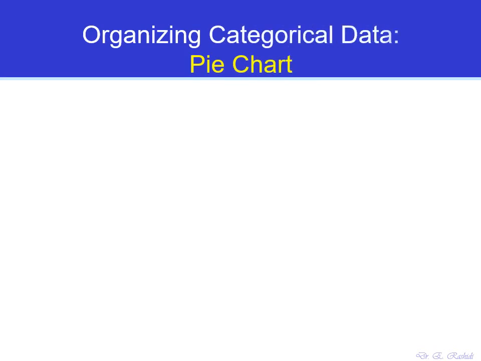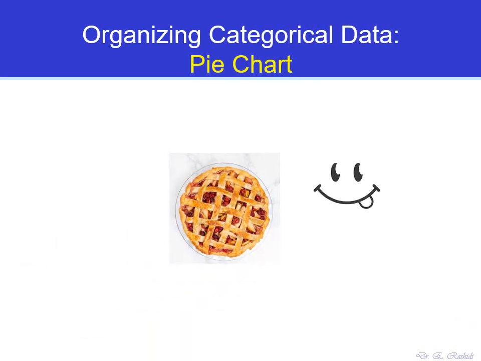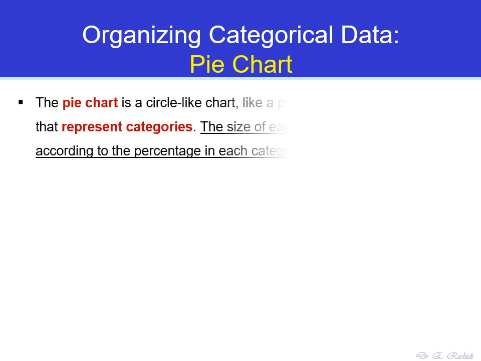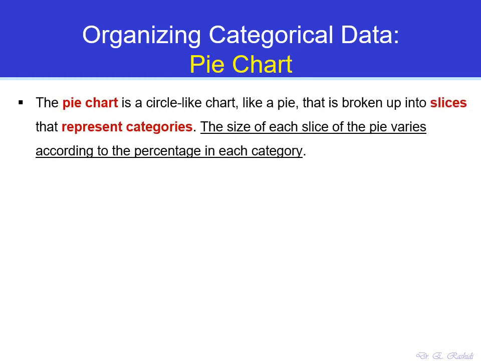Organizing categorical data using a pie chart. What is a pie chart? A pie chart is a circle-like chart, like a pie, which is broken up into different slices. Each slice represents a category. The size of that slice represents the frequency, the percentage, or the amount of that category. Let's see an example. Let's build a pie chart for our bank example.